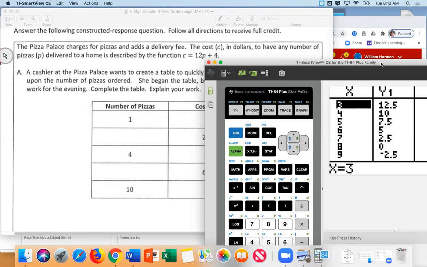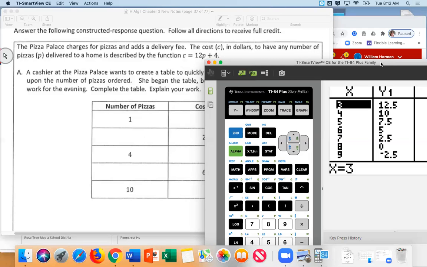Well, that would be the 4. The 4 is the delivery fee. What else could the 12 represent? Could it represent the cost of each pizza? Could that be possible? Yeah. All right. So the P represents the number of pizzas. 12 represents the cost per pizza, and 4 represents the delivery charge.